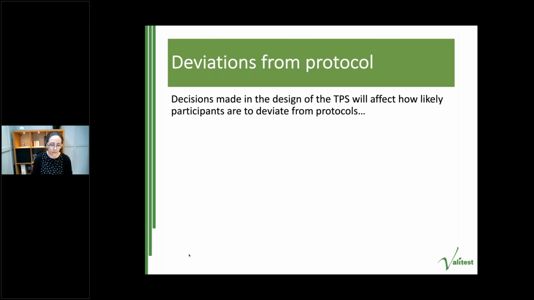Okay, so there's some points about excluding data on the basis of the performance of controls included in the TPS. So next I'm going to talk about when you might need to or choose to exclude data from the analysis because of deviations from the protocol. So how likely your participants are to deviate from the protocols is affected by decisions that you've made as the TPS organizer early on in the TPS planning process.